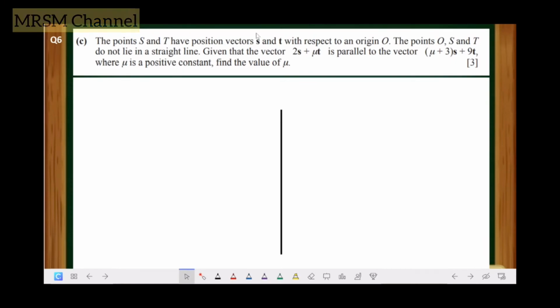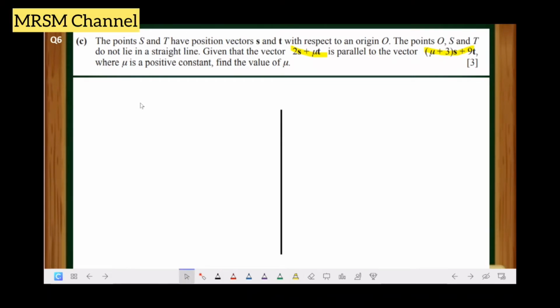Then we look at C. It says point S and T have position vectors S and T with respect to an origin O. Points O, S and T do not lie in a straight line. Given that the vector 2S plus mu T is parallel to this vector, where mu is a positive constant.